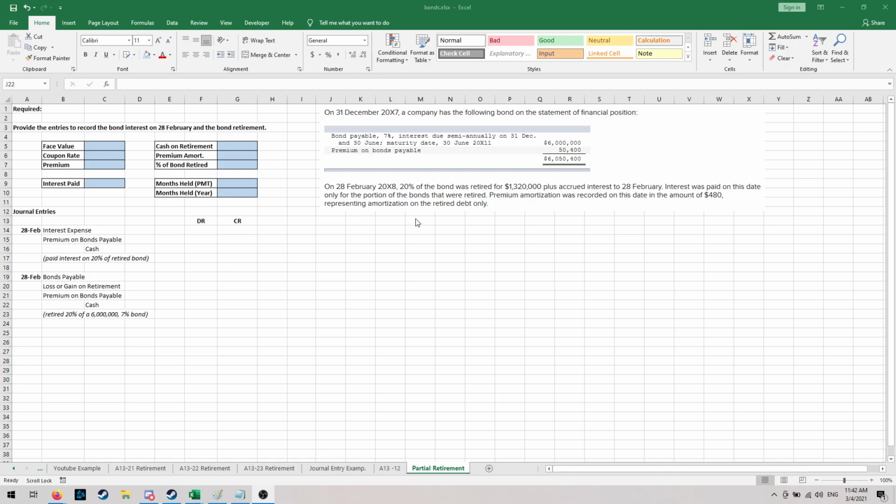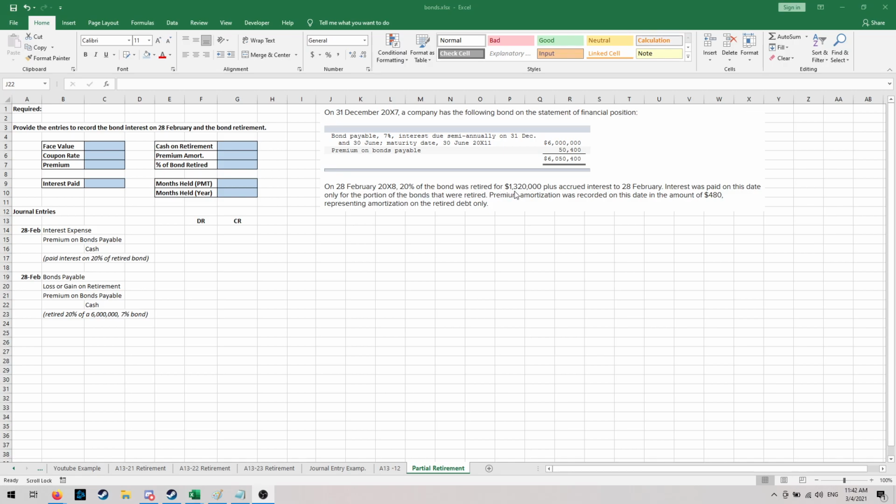So this question comes from the midterm review, and you can see that I've sort of transferred it into Canvas, and I've set up some cells here so we can pull information out of the question. In this question, we're told that a company has this following bond on its statement of financial position. So they have a $6 million bond with a 7% coupon rate. And then we're told that on the 20th of February 2008, they're going to retire 20% of the bond.